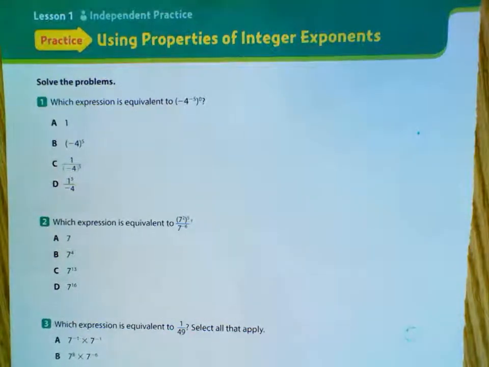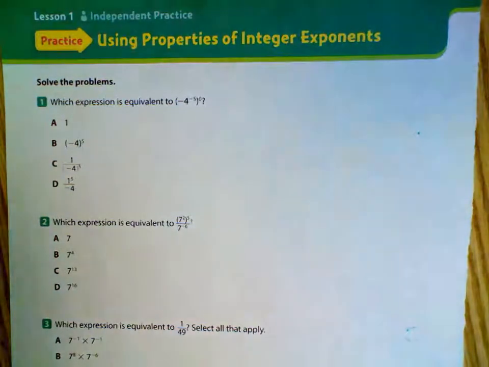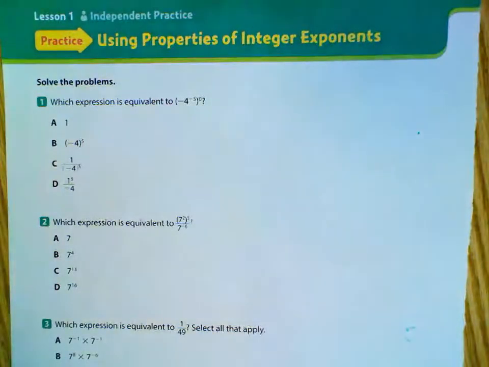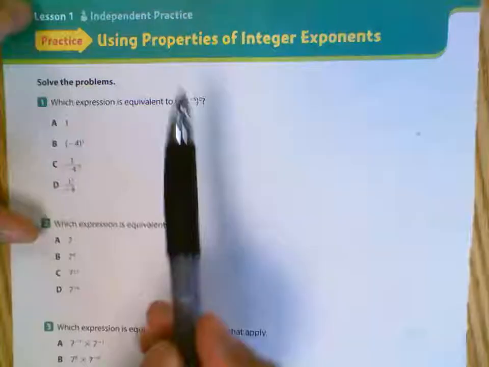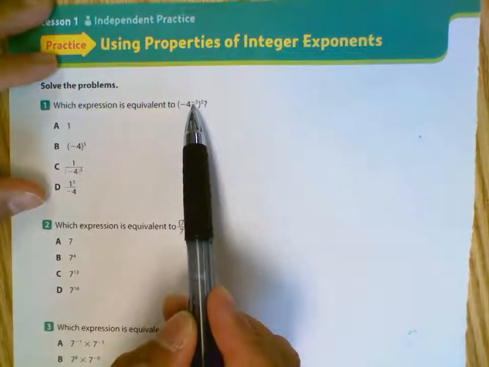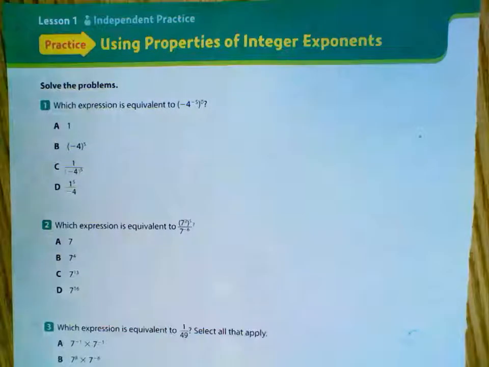We are going to solve the independence practice that is in your book of instruction in Ready Math. So in this case, I have 6 problems that we are going to solve. Problem number 1 says, which expression is equivalent to -4 to the -5th power to the 0?